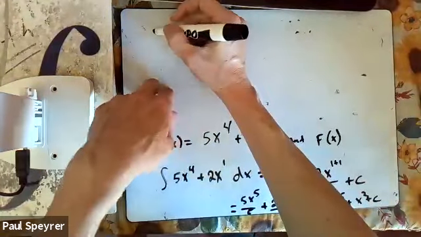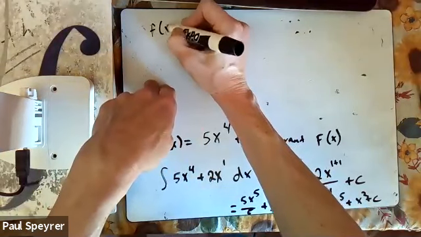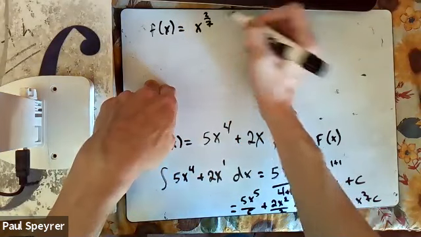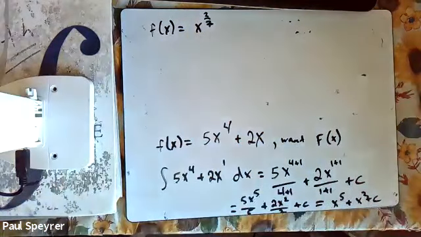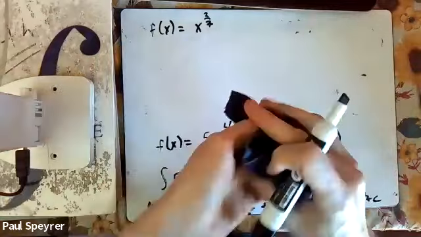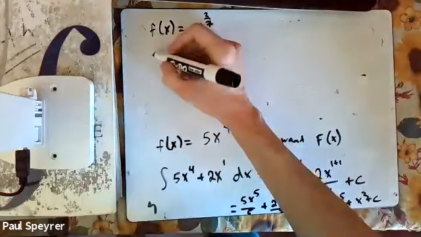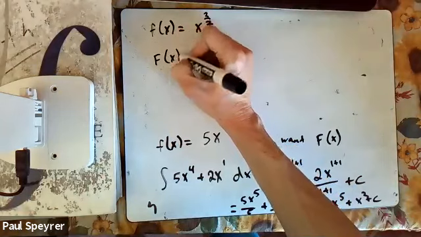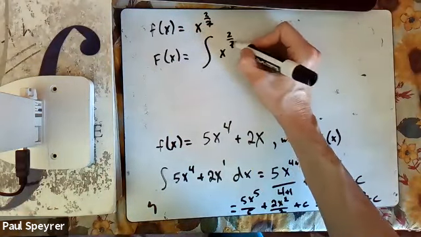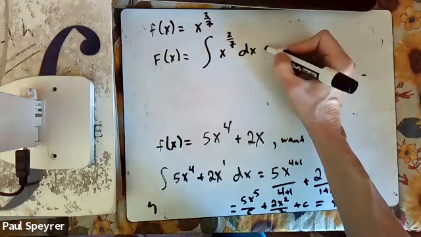So what if I had something like this, like f of x equals x to the, we'll say 2/7, for example. Something weird, right? A fraction. Guess what? It still works out the same exact way. Just watch the powers, right? It's a fraction this time. So if we want big F of x, that's equal to the integral of x to the 2/7 dx. Well, let's go ahead and do that.